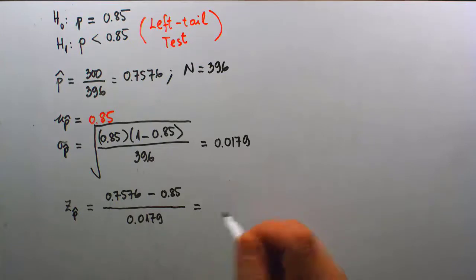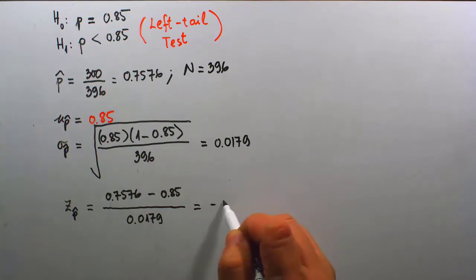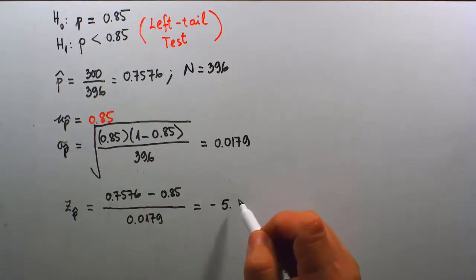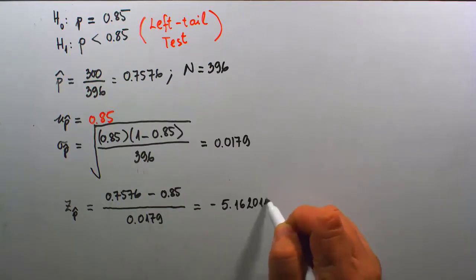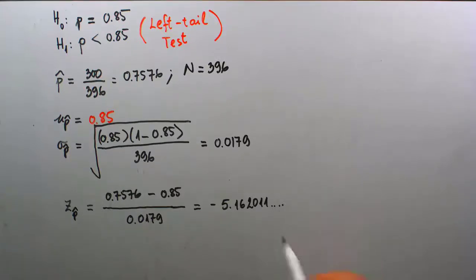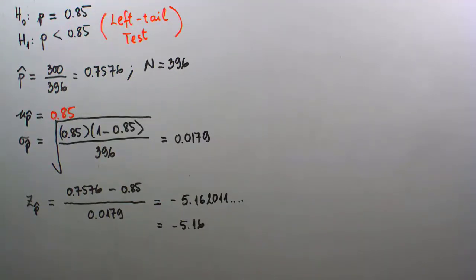Calculation of mine came out to be negative 5.162011, and a lot longer. And as I keep reminding, unless specified otherwise, for z-scores, any z-score, I would go with 2 decimal places. So in this case, we will round it down to negative 5.16. And again, I need to mention that checkpoint for consistency again.